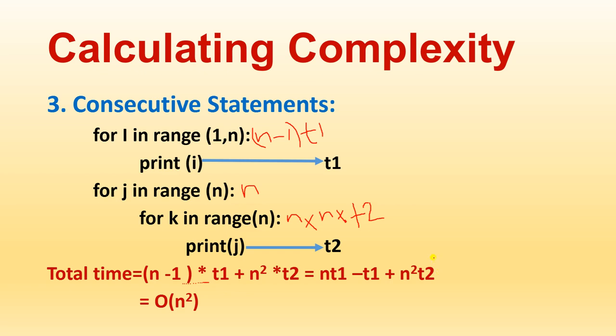So this one is your dominant term. Okay, this is the dominant term, so the answer is this one. The answer is O(n square). So this is the complexity of the consecutive statements.